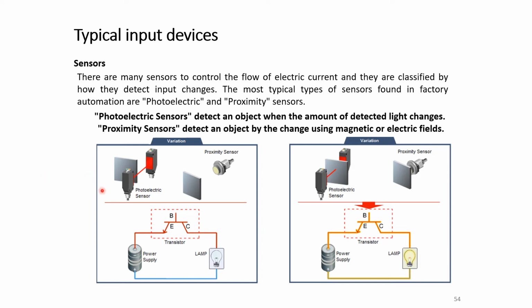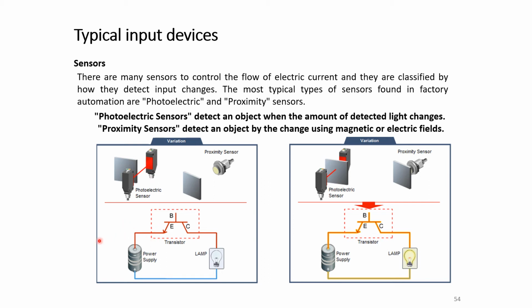So here we have one type of photoelectric sensor, which is a true beam photoelectric sensor, and you see when the object obscures the light beam, then the sensor will either close or open a circuit based on its type. And a proximity sensor, when an object gets close to the sensor and comes to a specific field based on the electromagnetic field, can detect the object and close the circuit.